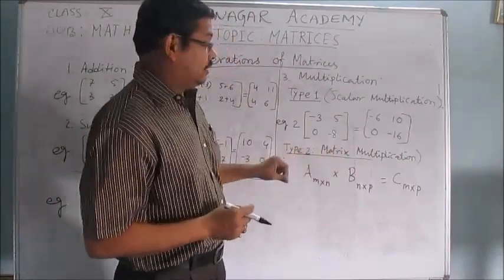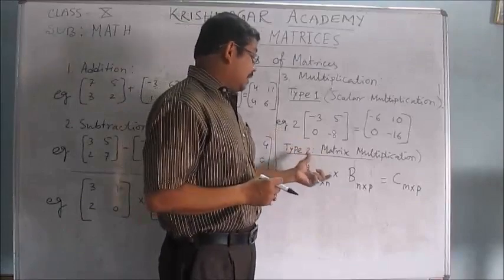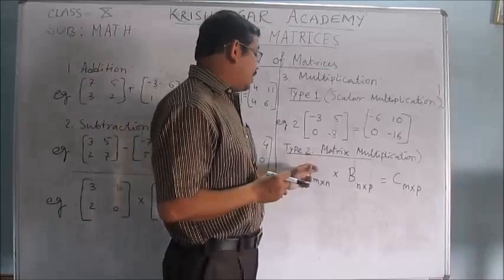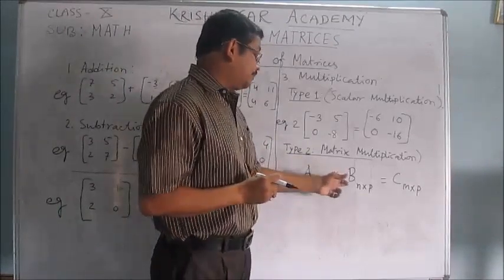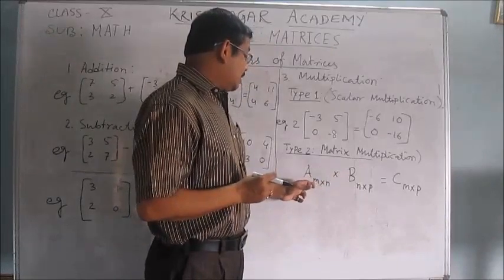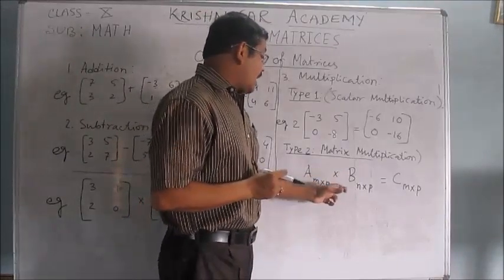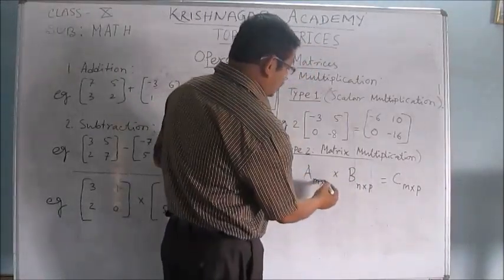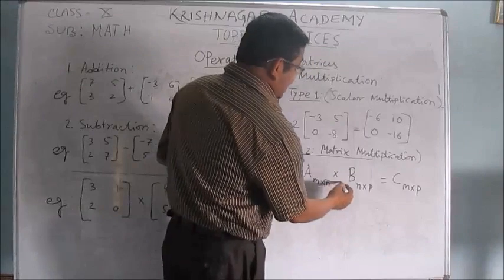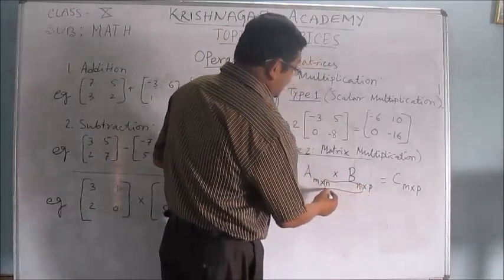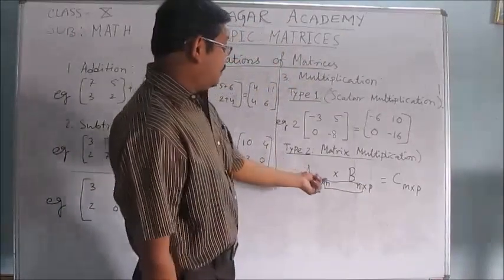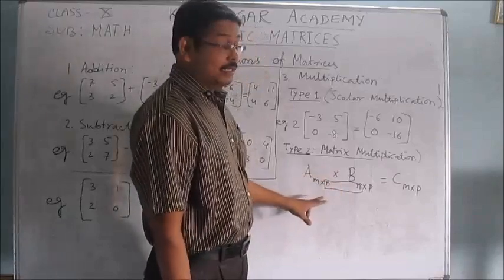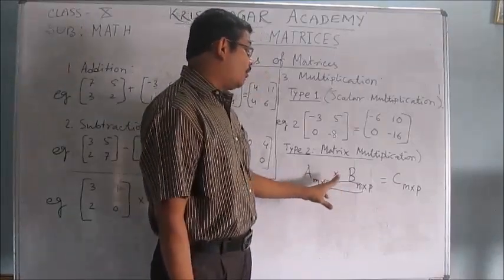This is very important. And you have to see what is the condition of matrix multiplication. If we multiply two matrices, say A and B, they are having order m into n and n by p. So first you have to check the number of columns of the first matrix and the number of rows of the second matrix are same or not. If these two numbers are same, then we can multiply. This is the condition for multiplication of two matrices.